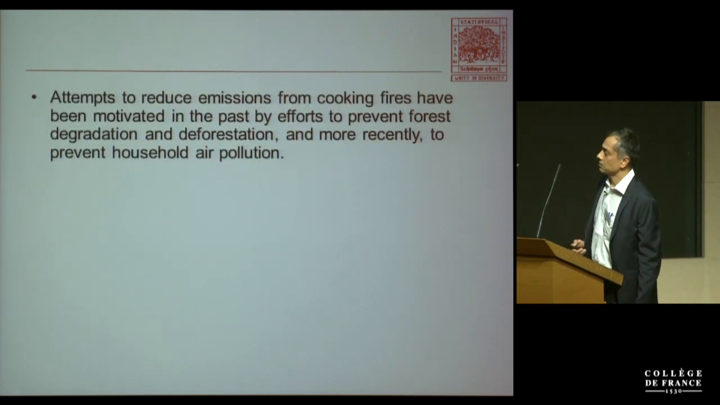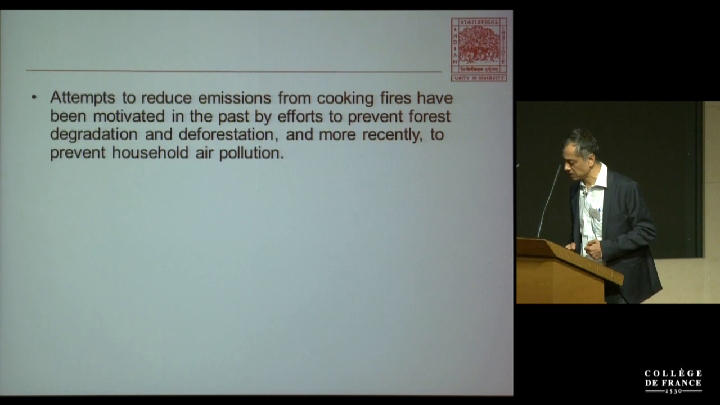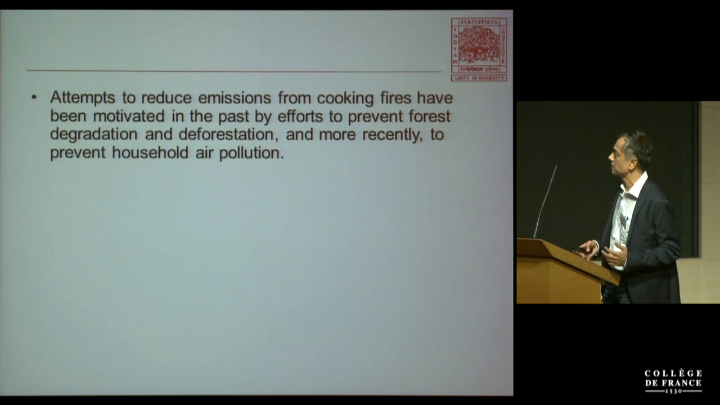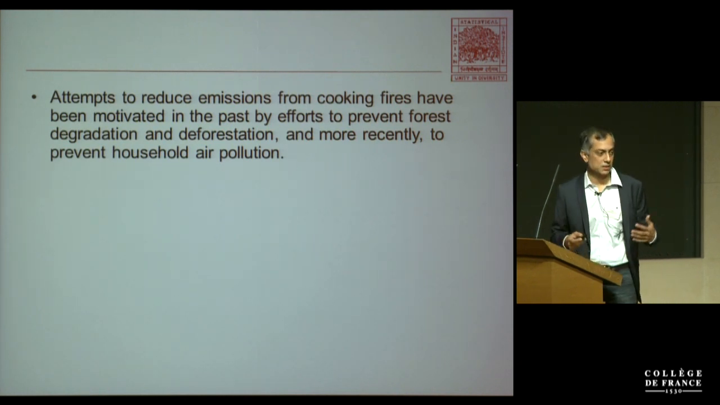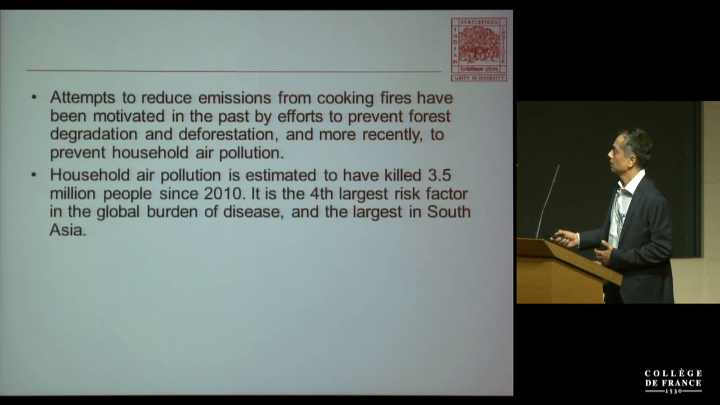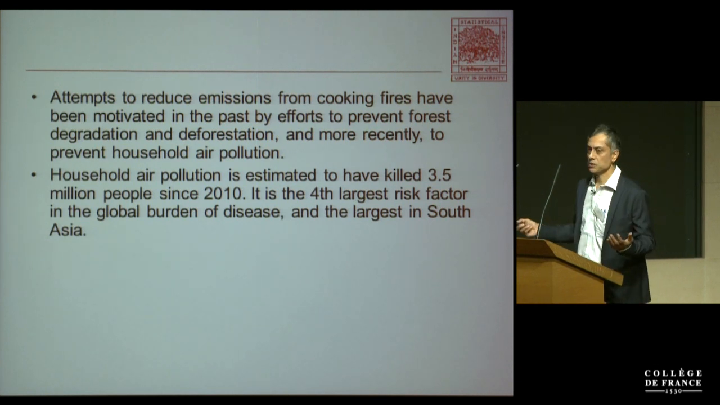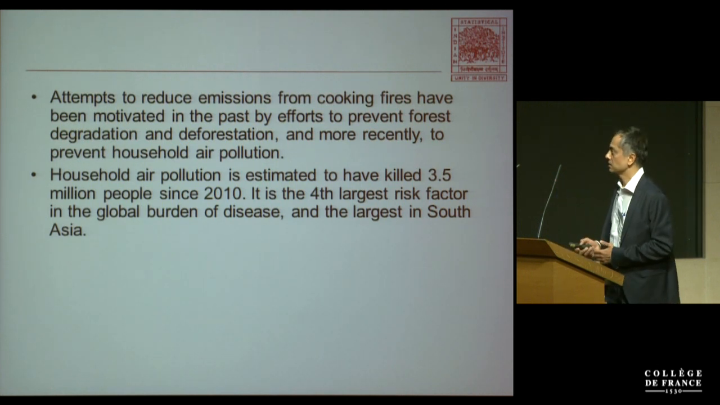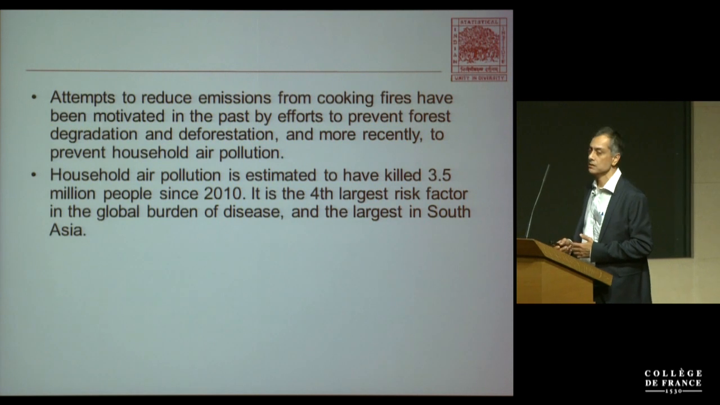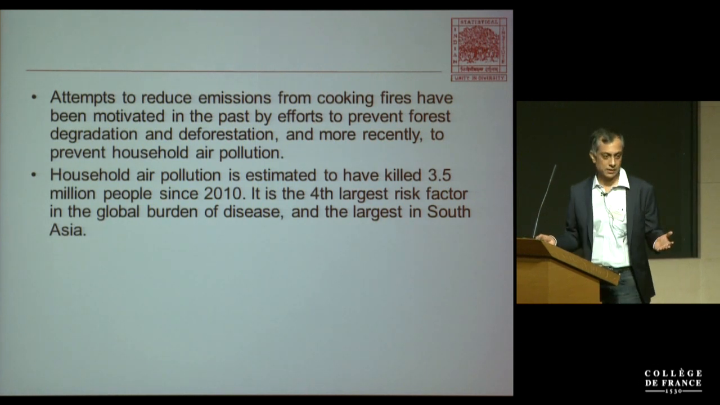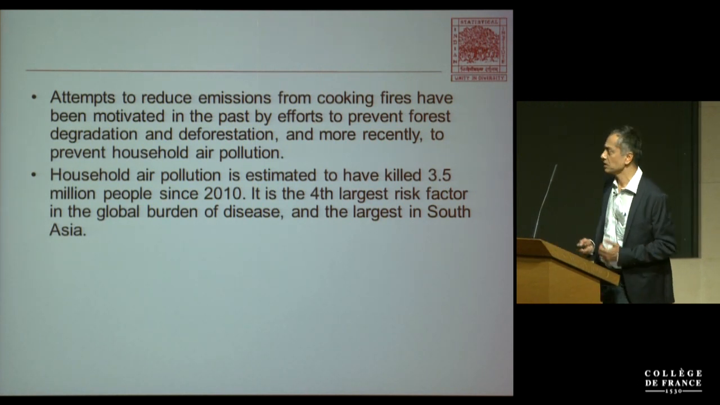Okay, so there have been attempts, of course, to reduce emissions from these cooking fires in the past, and these have been motivated by efforts, first in the 70s and 80s, to prevent forest degradation and deforestation primarily, and more recently to prevent household air pollution. And this is really a huge health problem in the developing world. Household air pollution is estimated to have killed 3.5 million people since 2010. It's the fourth largest risk factor in the global burden of disease in a report that came out a couple of years ago. It's the largest risk factor in South Asia, according to this report, so it's a big deal.